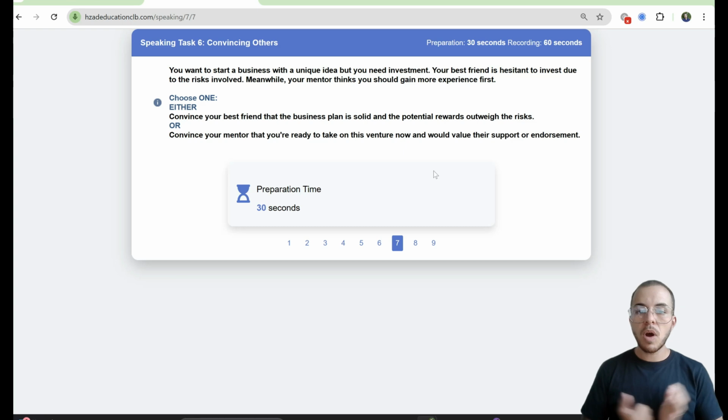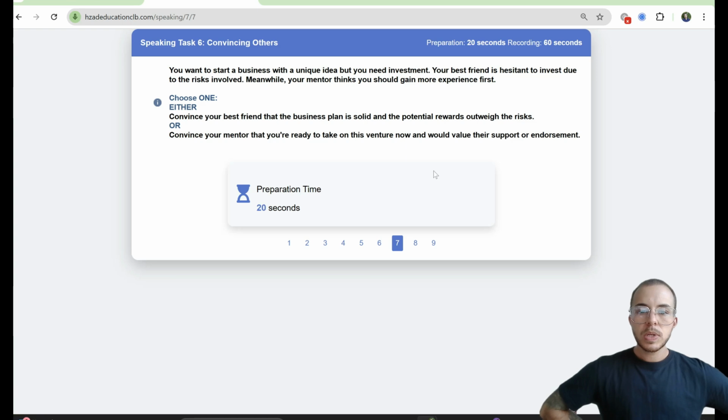Ooh, okay, I'm not going to waste time. I'm going with option 2 because it seems fun. So I am going to convince my mentor that I'm ready to take on a new venture. And now I value their support. So I have a unique idea. I don't have investments.